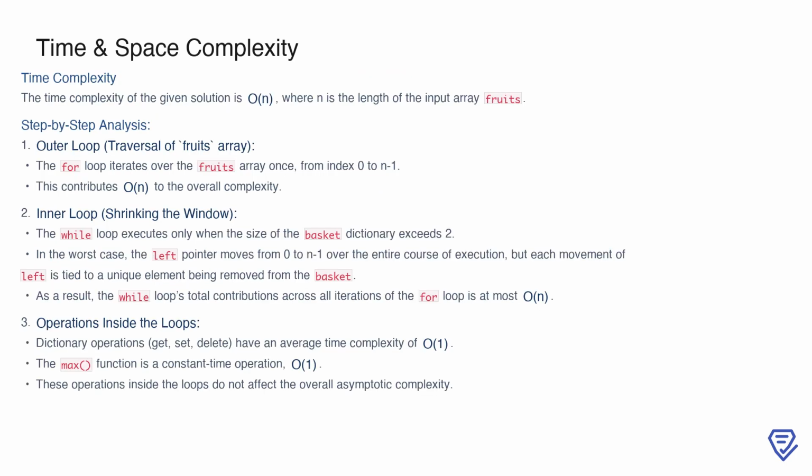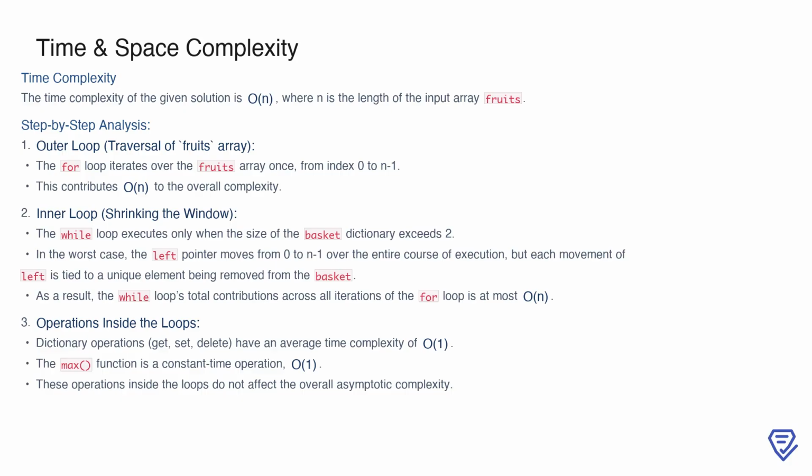The time complexity of our solution is O(n), where n represents the number of elements in the input array, fruits. Let's break this down step by step. First, the outer for loop iterates through each element of the array exactly once, from index 0 to n-1. This traversal contributes O(n) to the overall complexity.